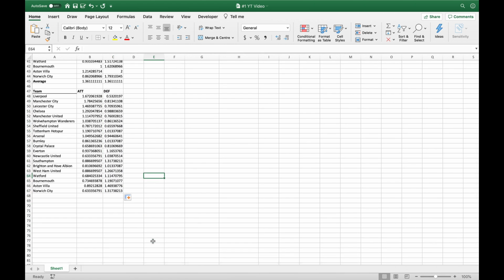Step 5. Now that this is done, we can move on to calculating probabilities for different outcomes with two different teams. For this example, we will do the Manchester Derby, Manchester City versus Manchester United. Step 6. First, we must calculate the expected goals for each team in this game.